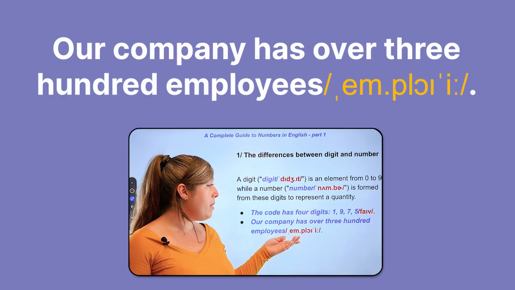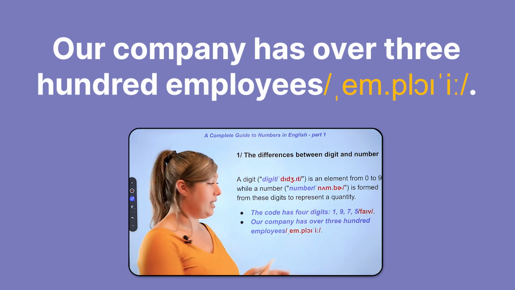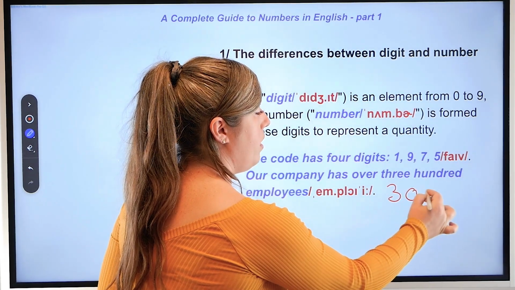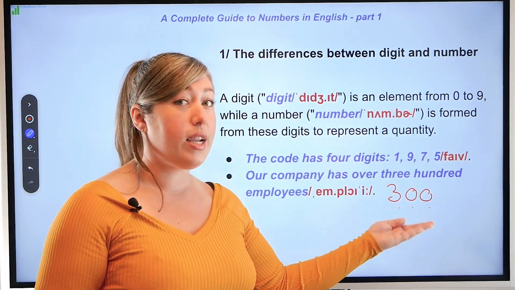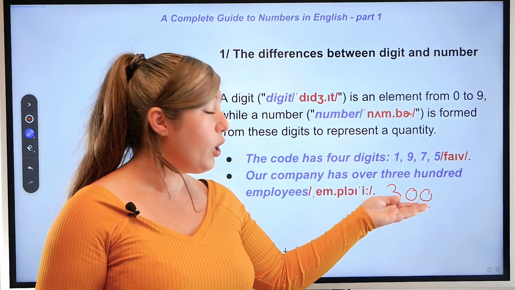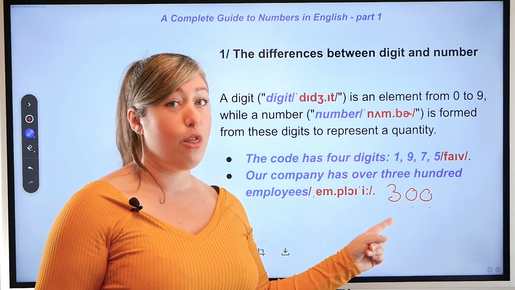For example, our company has over 300 employees. 300 is a number which is made up of individual digits. There are 3 digits, 3, 0, 0, in the number 300.